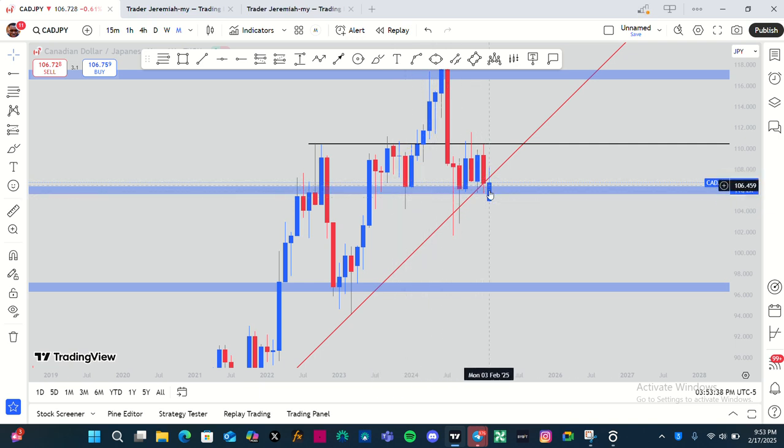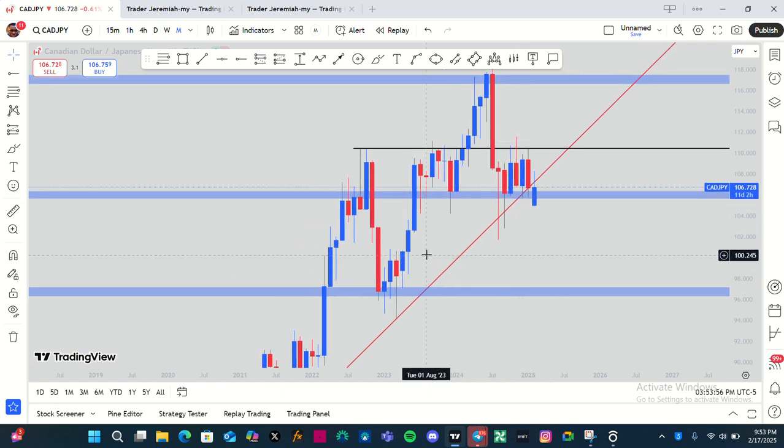So if price can break this trend line, as you can see, price has already broken out of this trend line and broken out of this zone, this support level as well. So after that, you'll be waiting for price to break it and retest. Then you'll be looking for a selling opportunity to sell into this region.